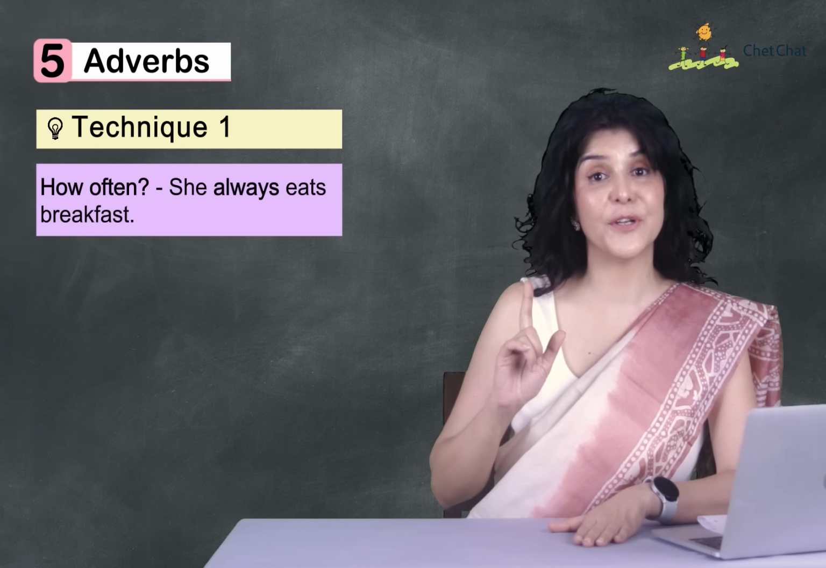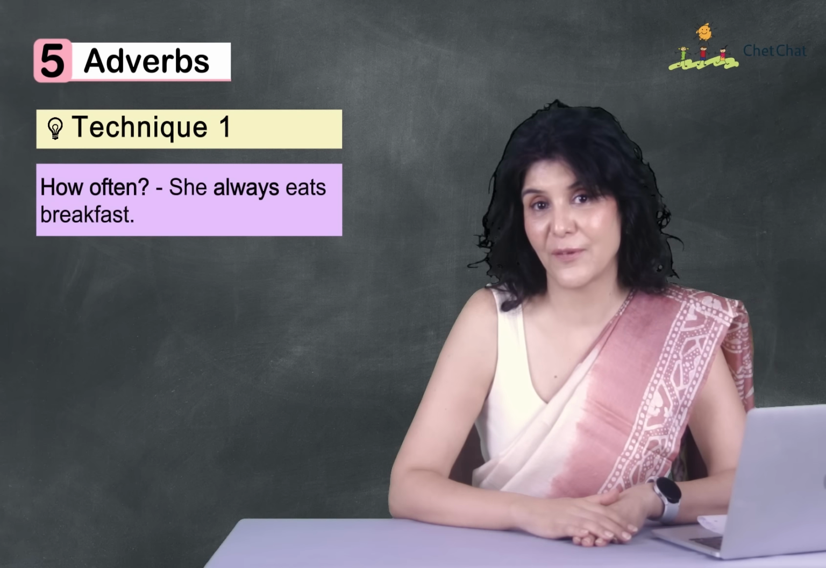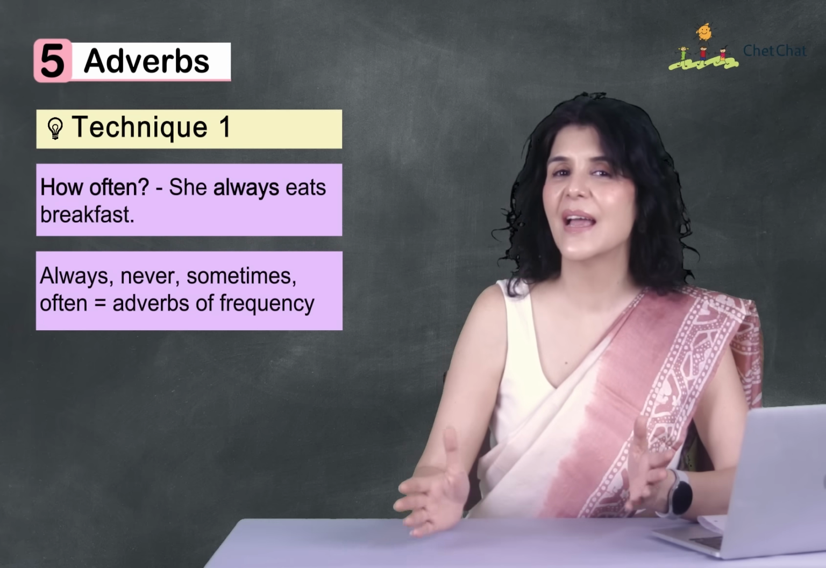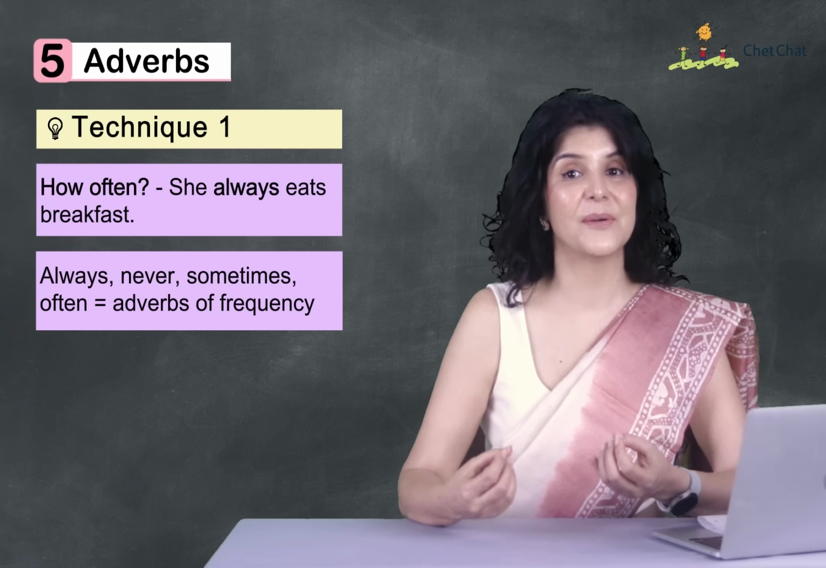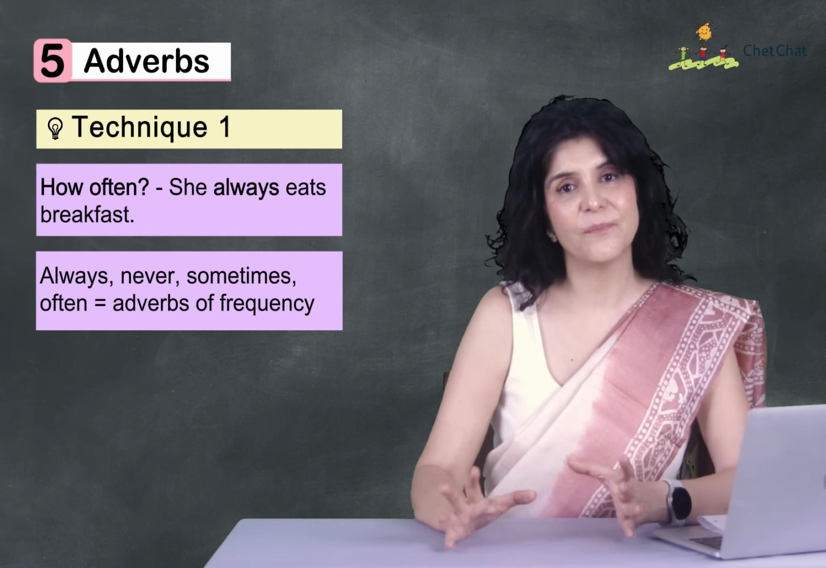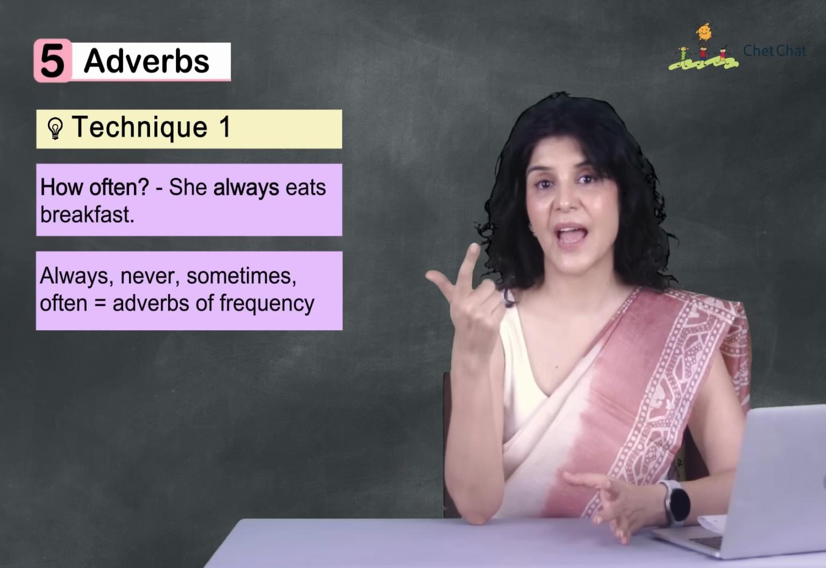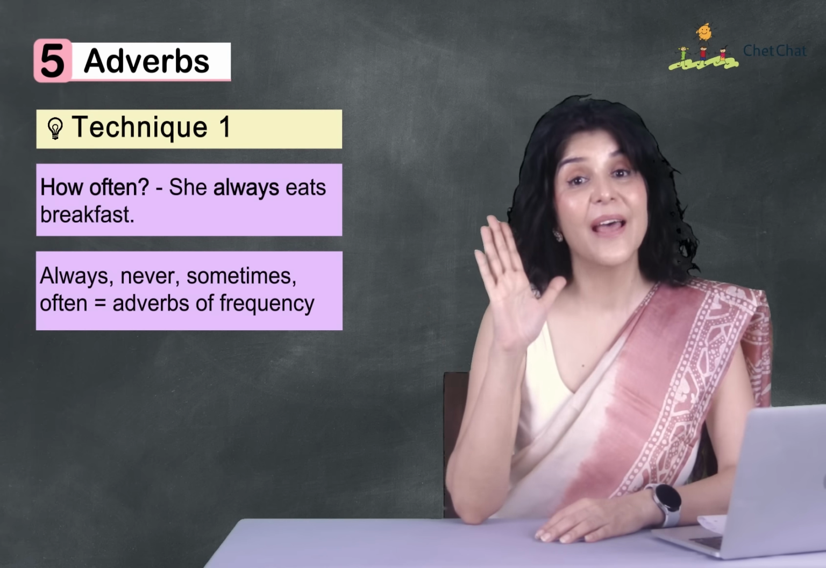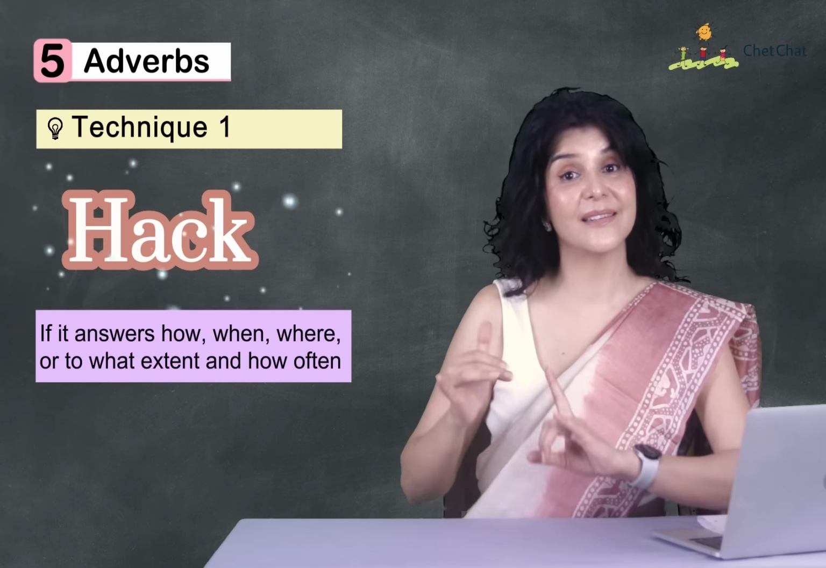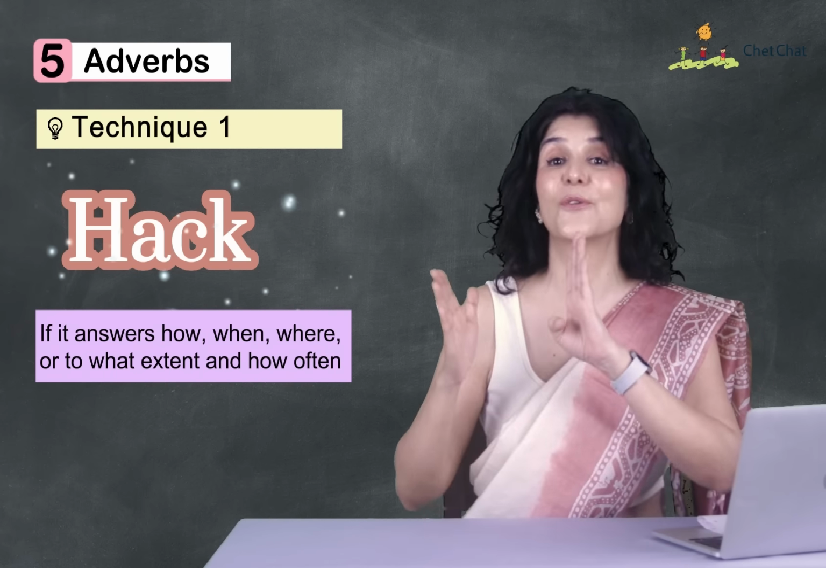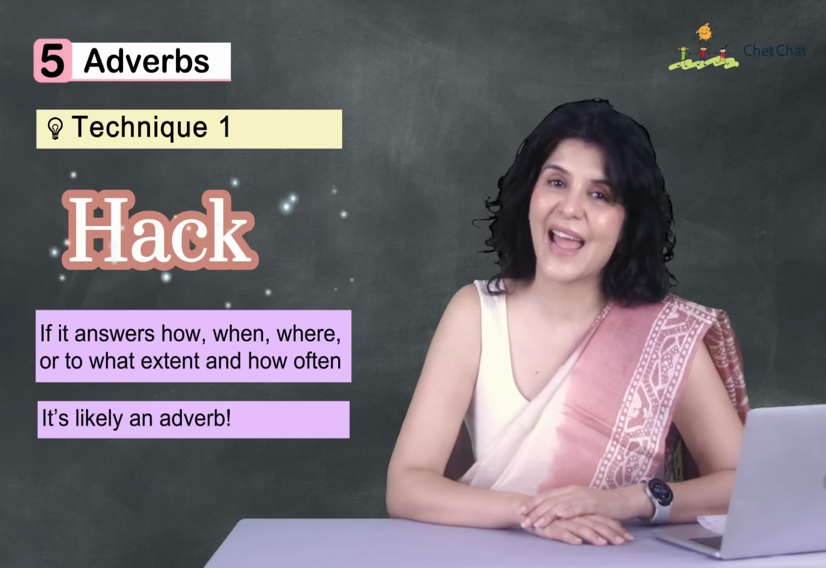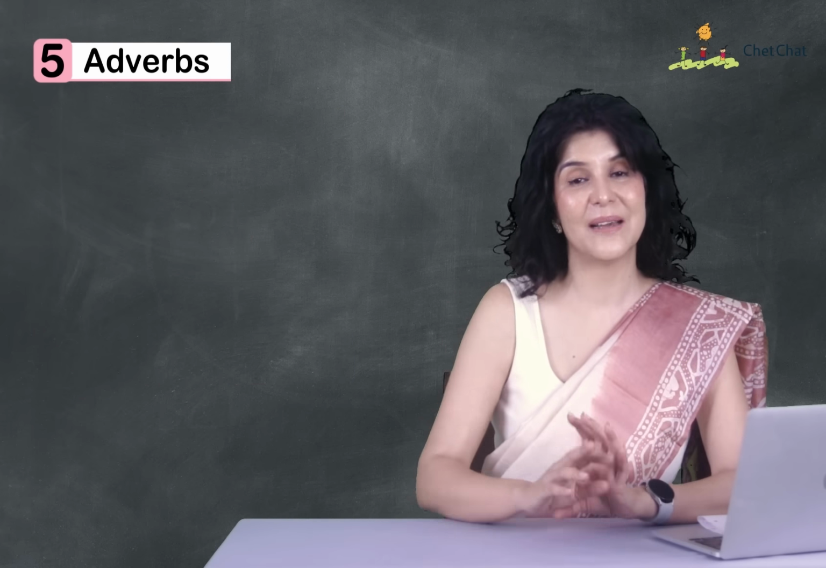Let's look at how often. She always eats breakfast. Words like always, never, sometimes, often, they're adverbs of frequency. So, adverbs can modify verbs, adjectives, other adverbs, or even the full sentence. But the hack is, if it answers how, when, where, to what extent, or how often, then it is an adverb.